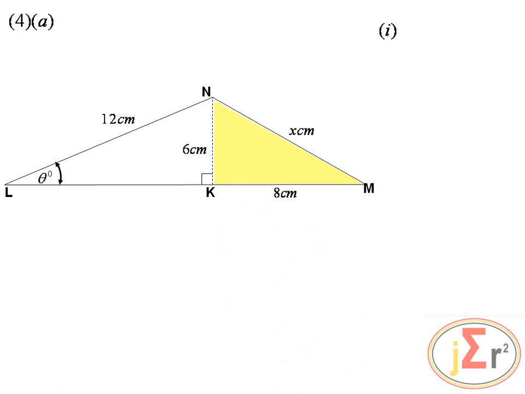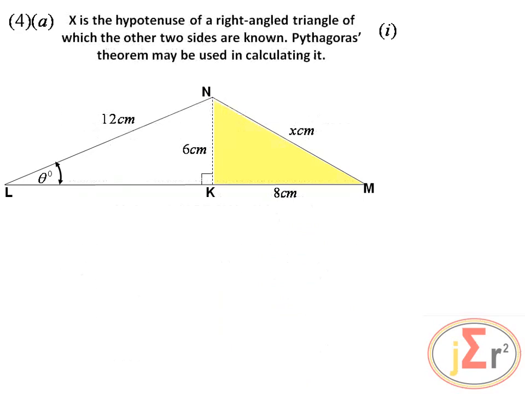In finding x, we will make use of the right angled triangle that is on the right. X is the hypotenuse of a right angled triangle of which the other two sides are known. Pythagoras' theorem may be used in calculating it. That's not difficult. We have two sides of a right angled triangle. The hypotenuse is unknown. Pythagoras' theorem, that's all there is to it.